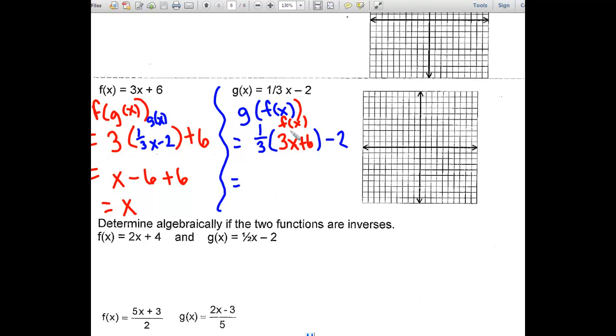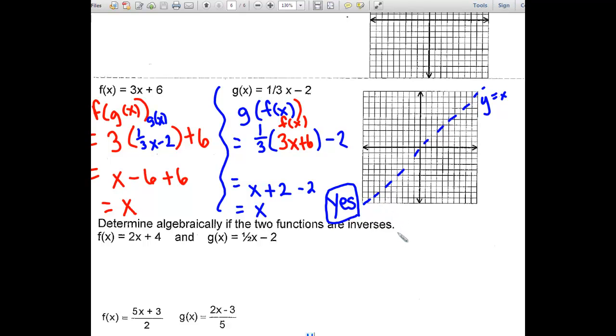Distribute 1/3 through the parentheses. 1/3 of 3 is 1x. 1/3 of 6 is plus 2. And then minus 2. Combining like terms, and we get x. Because both f of g of x and g of f of x result in x, these two functions are inverses of each other. Now let's prove that these two are inverses of each other graphically.